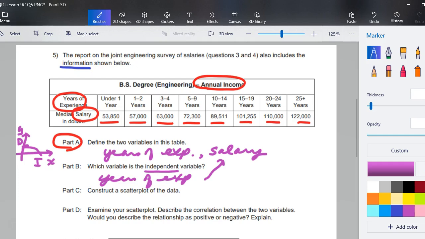Part C asks us to construct a scatter plot. Then D says examine it, describe the correlation, what's going on, what would you say about the relationship, is it positive, is it negative, and then even thinking about another way to display the data, and are there outside variables that could impact what's going on. So let's start with construct a scatter plot and examine it.